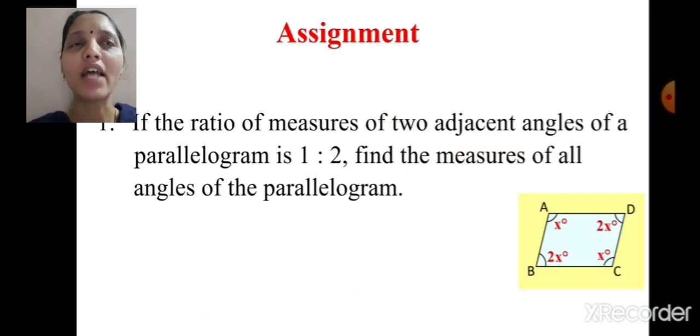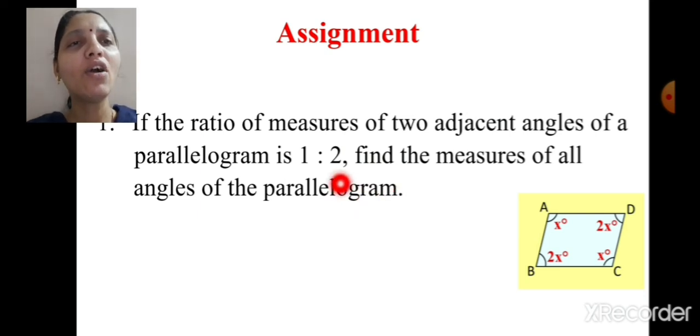Now let's see the assignment question. If the ratio of measures of two adjacent angles of a parallelogram is 1:2, find the measures of all angles of the parallelogram. Now here the ratio of adjacent angles of a parallelogram is given. What is the ratio? 1:2, and using this we are going to find the measures of the remaining angles.